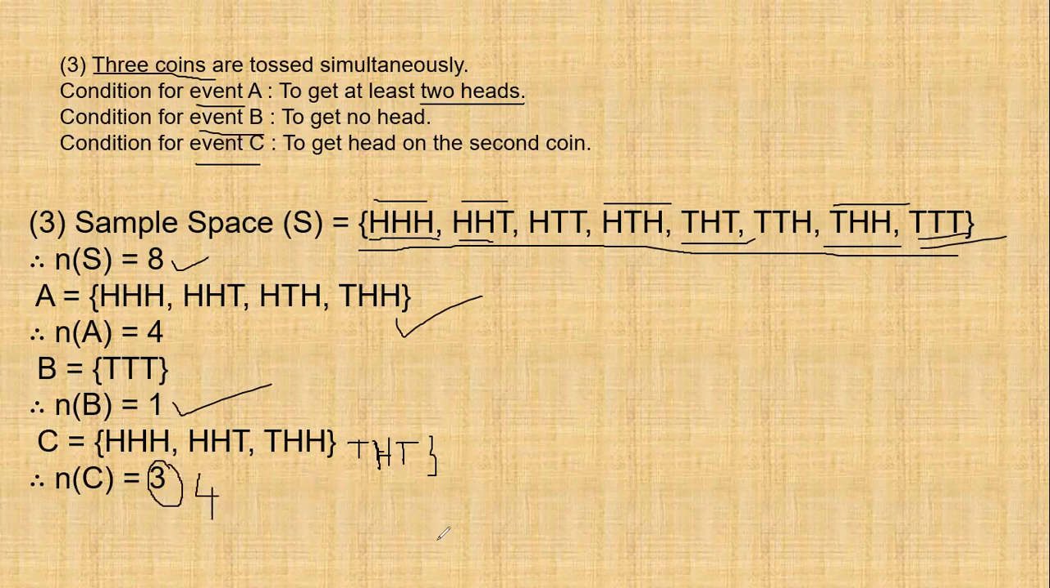Okay, so this way you get the event. Write down there HHH, HHT, THH and THT, to get head on the second coin. So the number of C is 4. Is it clear? This way you get the answer.